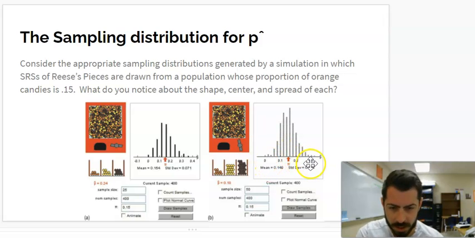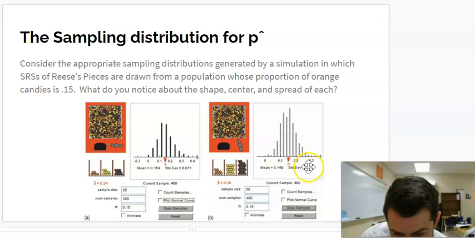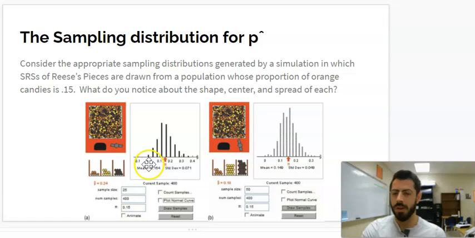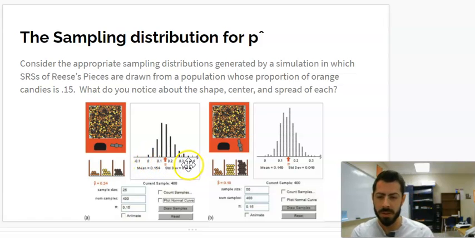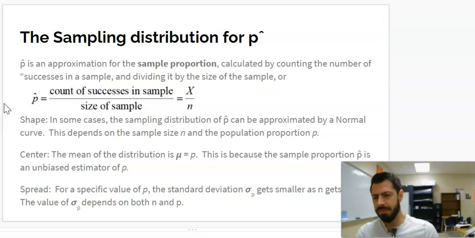This one, the range only goes from a little bit over 0 to a little bit less than 0.3, whereas this one goes from 0 all the way to 0.35. So the variation, the standard deviation, got smaller when they increased the sample size. And we saw that in the demonstration in the last one when we were looking at random distributions. So what does this mean for us?